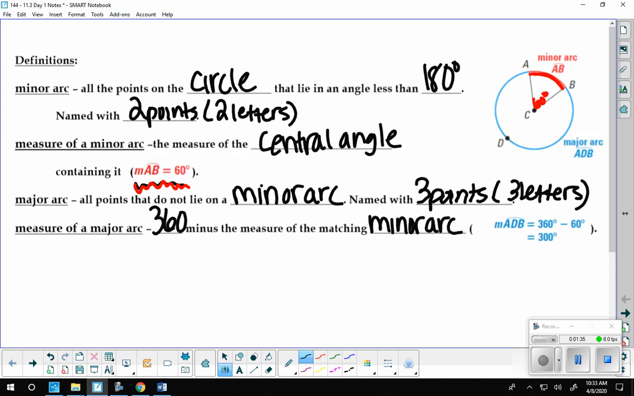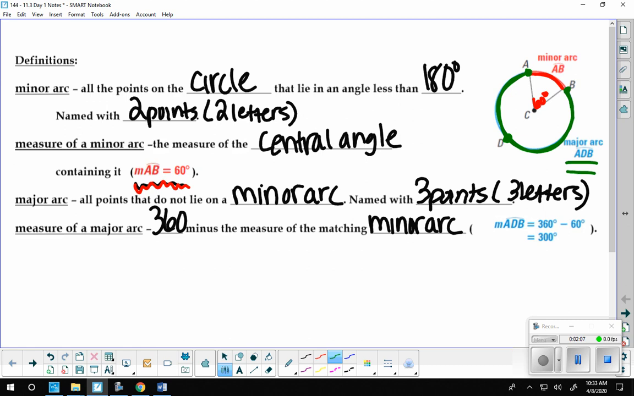So for example, if we are looking at minor arc AB in the red, then the major arc would be ADB. Notice I used 3 letters to name that major arc. Otherwise, if you just use the letters A and B, you don't know if I'm talking about the minor or the major arc. So you have to use 3 letters for the major arc, because that shows me that I need to go around this way. So this is major arc ADB.